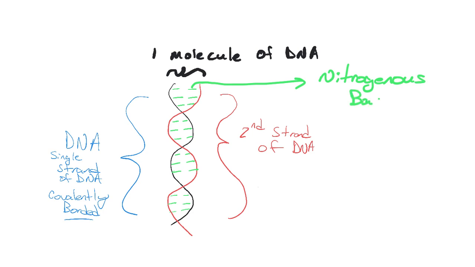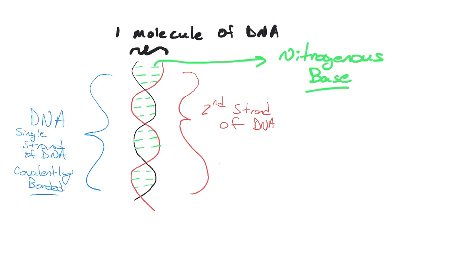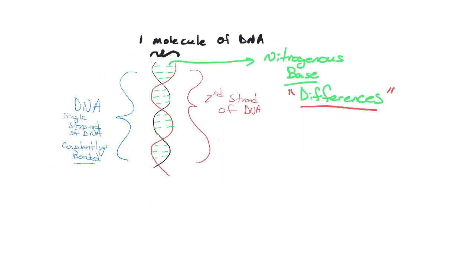And I told you that to have a language, to have a message, you have to have variances. We all agreed on that, right? You have to have differences. This is where you find differences. You're going to have one of four options here. This is very important. This is where you find the differences, these nitrogenous bases.